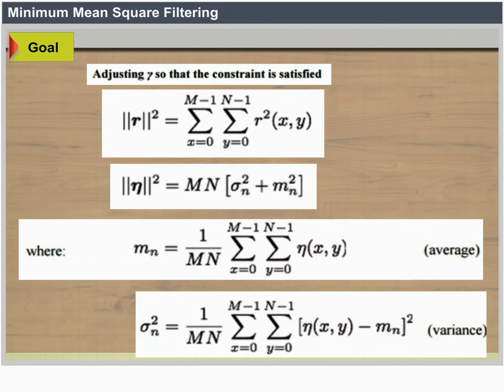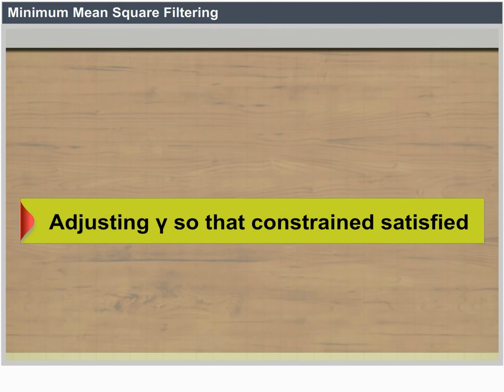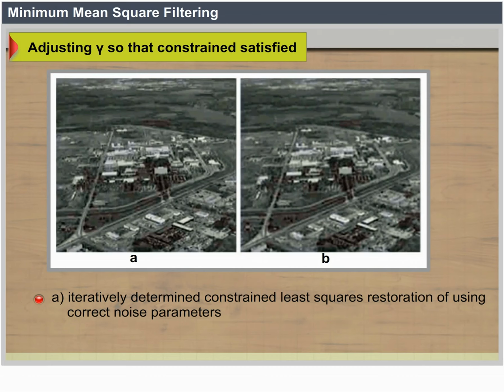Adjusting gamma so that the constraint is satisfied. Iteratively determined constrained least squares restoration using correct noise parameters. B: result obtained with wrong parameters.